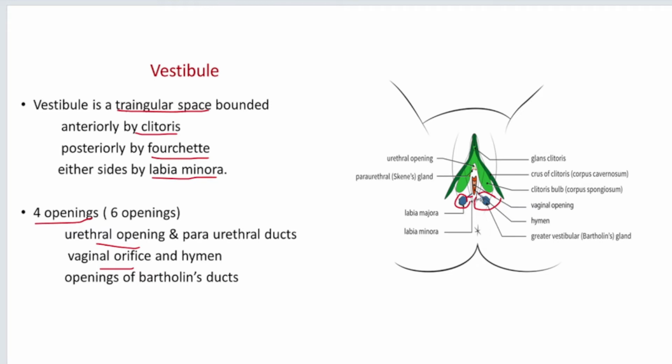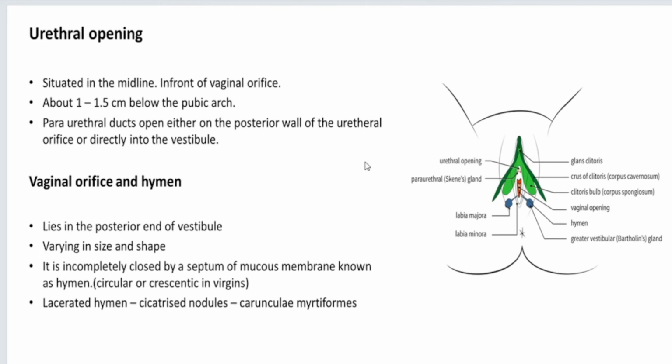They also open into the vestibule. So majorly they call 4 openings, but why sometimes they say 6 openings? Because there are para-urethral ducts beside the urethral openings. These openings sometimes may open posteriorly into the urethral opening, or sometimes they may open directly into the vestibule. That's why whenever they open directly into the vestibule, then we consider the openings as 6.